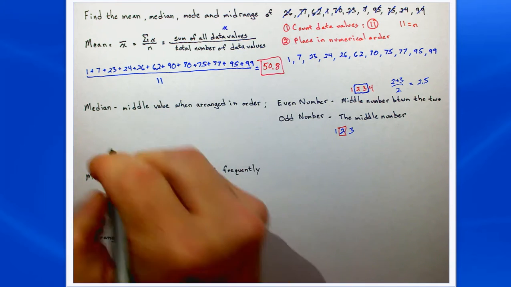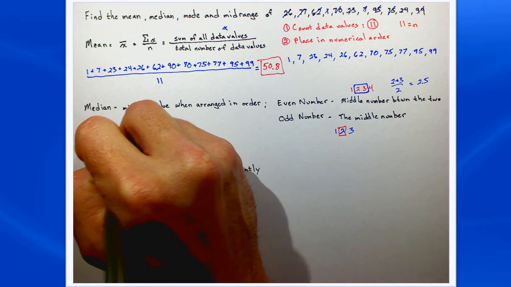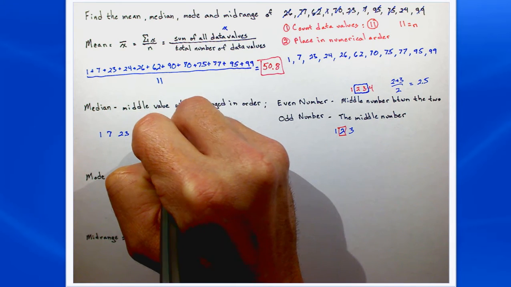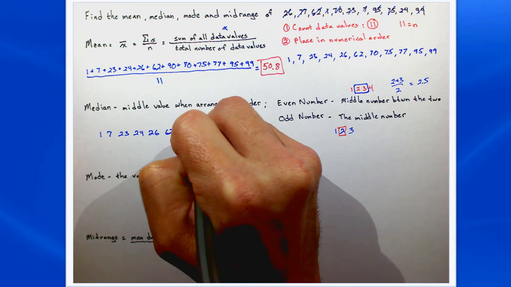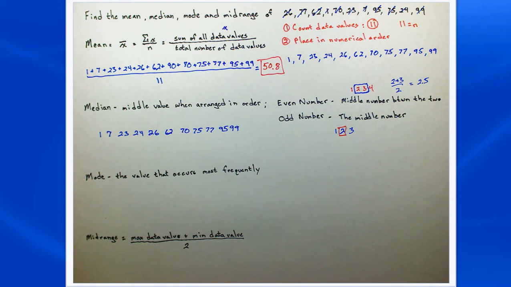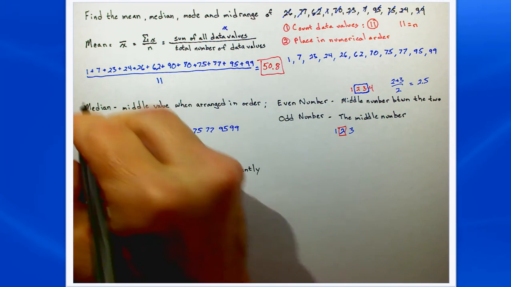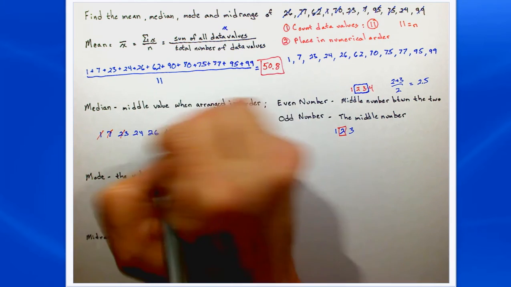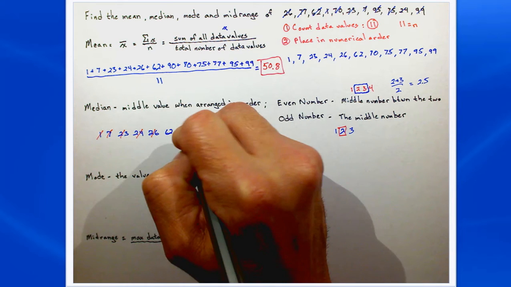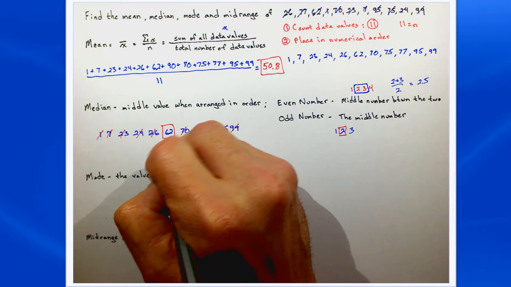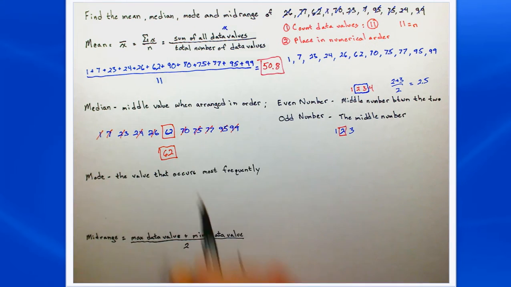So for my median, 1, 7, 23, 24, 26, 62, 70, 75, 77, 95, 99. And how I do it, I just go on each end. I take one away from each end. Okay. 62. This is my median. Median is 62.